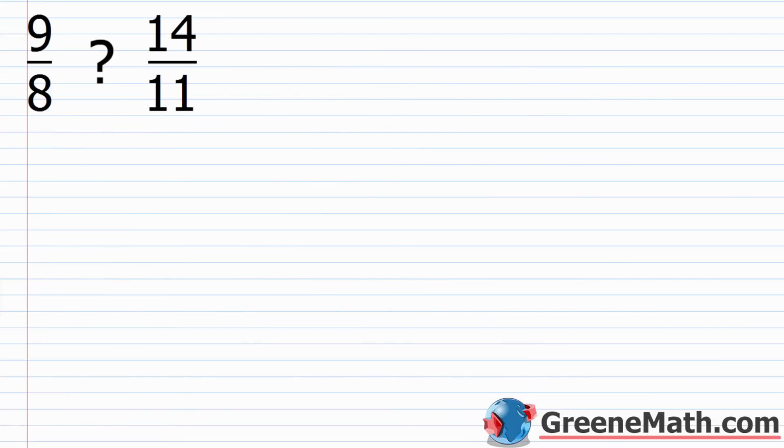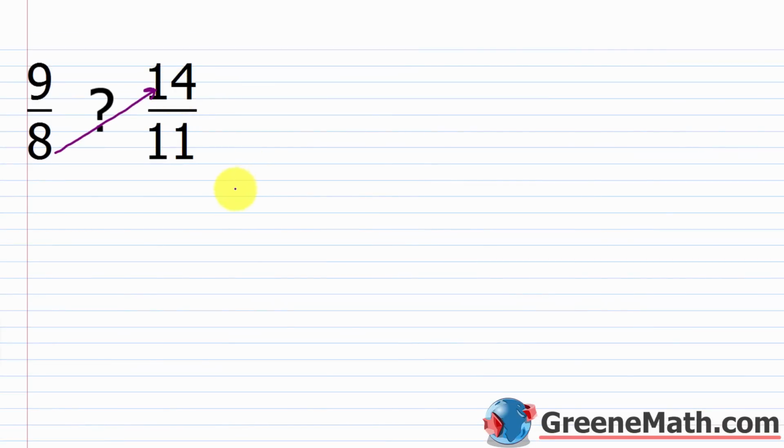What about 9/8 question mark 14/11? So again, we're going to cross multiply. We're going to take 8 and multiply it by 14. That's going to give us 112. And then we're going to take 11 and multiply it by 9. And that's going to give us 99. So 112 is the bigger number. So 14 over 11 is the larger fraction. So we're going to say that 9/8 is less than 14 over 11.